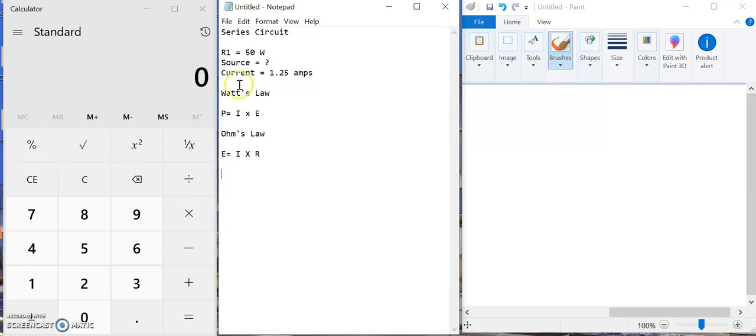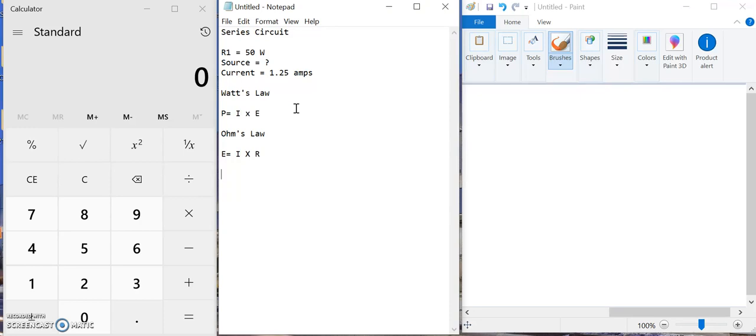But let's calculate this circuit out so you can see how we can use Watt's law and Ohm's law together and interchangeably to figure out the answers to circuit problems. So in this case we had a 50 watt resistor. Well, the resistor was rated to 50 watts, or 50 watts going through it, and a circuit current of 1.25 amps.